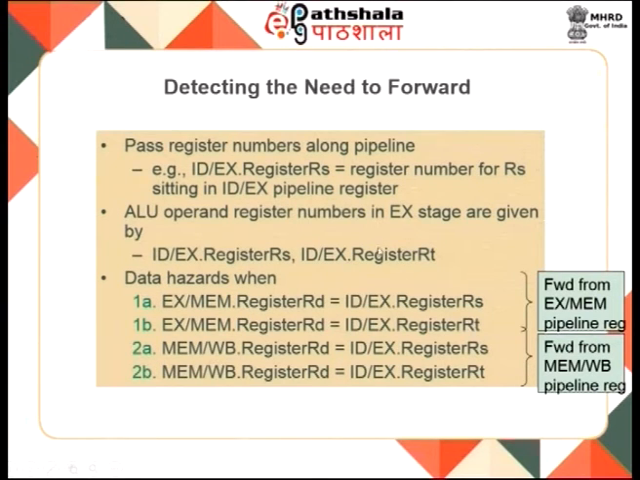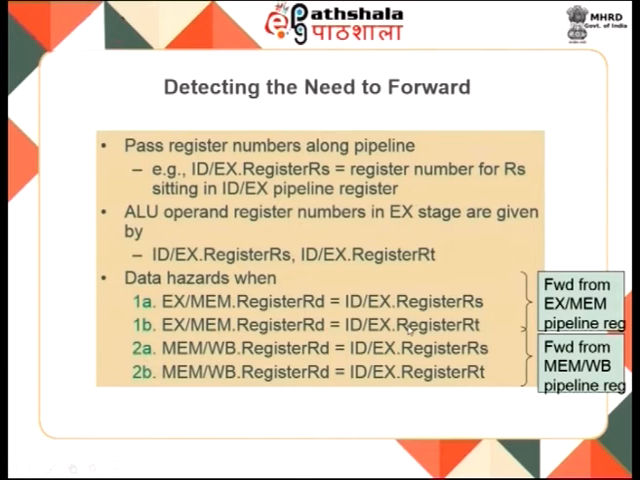Now the earlier instruction has finished execution and will be available in your EXMEM buffer. So the destination register in your EXMEM buffer should not match any of these source registers. That condition is: EXMEM.RegisterRD equals IDEX.RegisterRS, or it equals IDEX.RegisterRT. In both these cases you have a problem. That is the dependence between the first instruction and the second instruction.